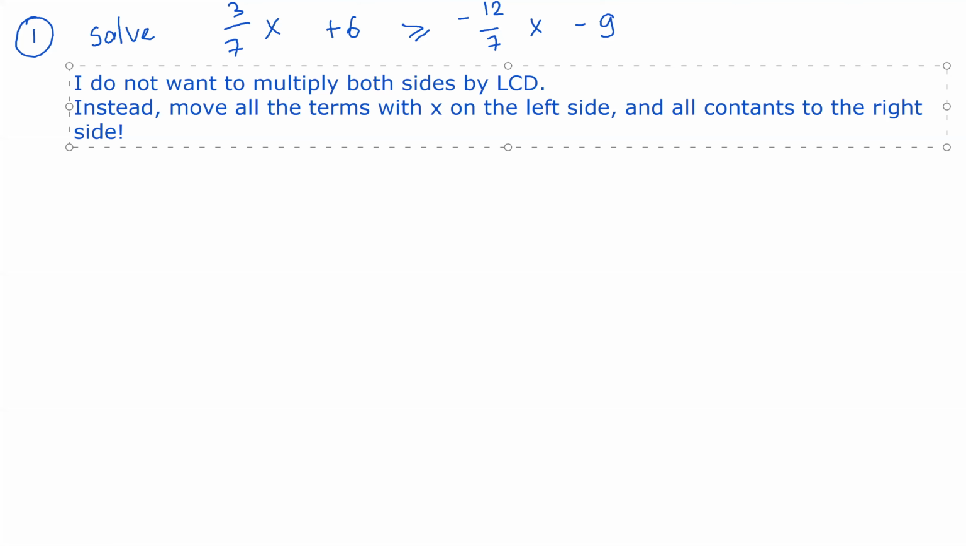Recording, right? So this is my plan. Don't do the LCD. Instead, move all the x's to the left and move the constants to the right. So let me go ahead and do it.